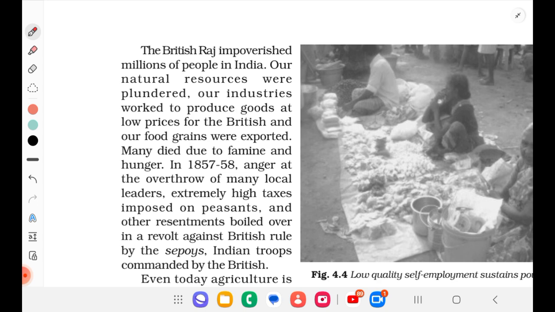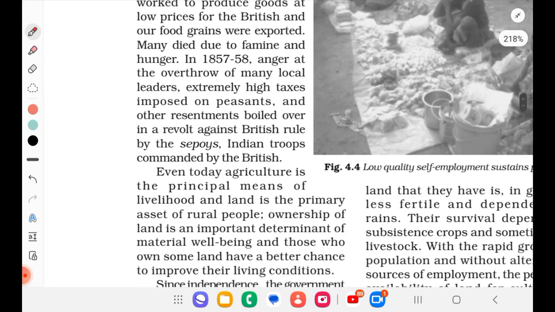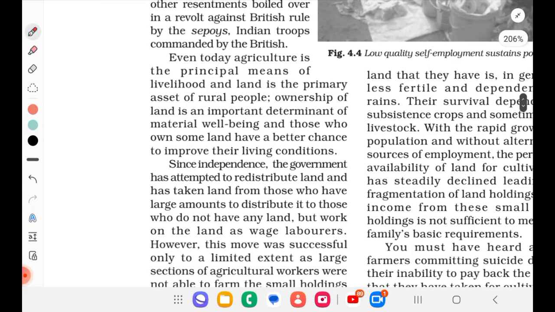In 1857-58, hunger, the overthrow of many local leaders, extremely high taxes imposed on the peasants, and other resentments boiled over in a revolt against British rule by the sepoys, Indian troops commanded by the British. Even today, agriculture is the principal means of livelihood, and land is the primary asset of rural people. Ownership of land is an important determinant of material well-being, and those who own some land have a better chance to improve their living conditions.